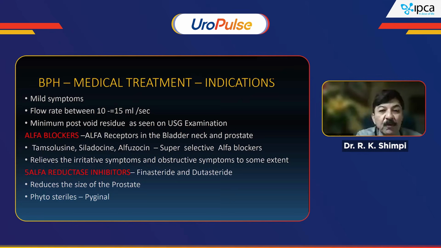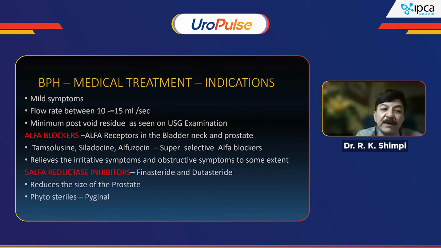Normally we do uroflowmetry. If the flow rate is less than 10 ml per second, then there is considerable obstruction. If the flow rate is between 10 to 15 ml, you can try medication for these patients. There are alpha receptors which are present on the prostatic capsule as well as prostatic tissue at the bladder neck. So if you have any drug which will relax these receptors, these are basically adrenergic receptors.